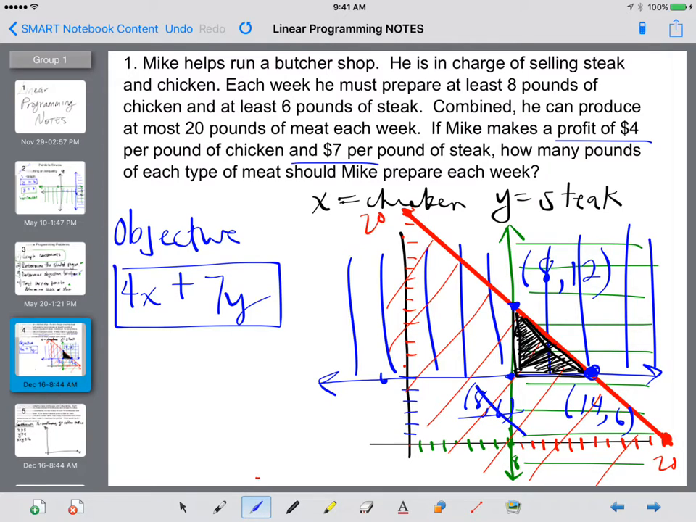Well, 8, 6, I know I don't even have to test that corner point, because 8, 12 and 14, 6, they're both going to be bigger. So to test 8, 12, I'm going to plug 8 in for x and 12 in for y to determine our objective. So we're going to take 4 times 8 and get 32 plus 7 times 12, and 7 times 12 gives us 84. Add those together and we come up with $116.